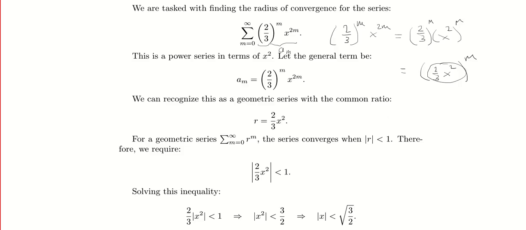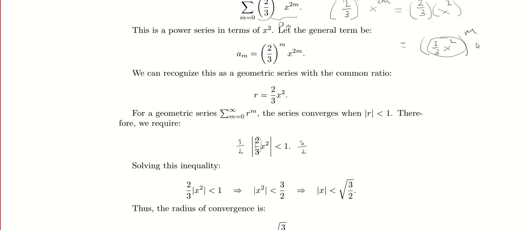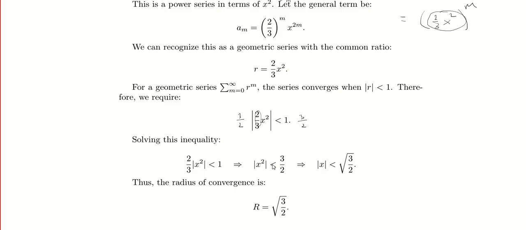And so this is going to converge when the absolute value of r is less than 1. So we want the ratio, the absolute value of (2/3)x squared, to be less than 1. In order to do that, we want to solve for x. So the first thing to do is move the 2/3 to the other side by multiplying both sides by 3/2. So that gives us the absolute value of x squared is less than 3/2.